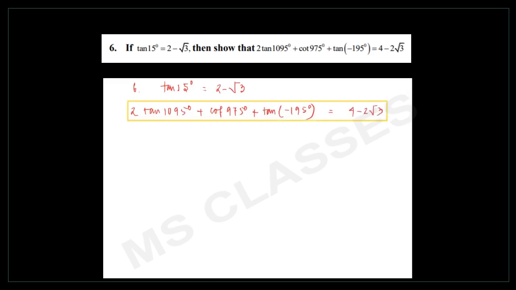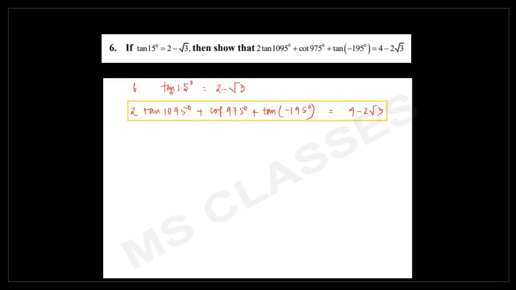It's given tan 15 degree equal to minus 15. And this is given, and we have to show basically that 2 tan 1095 degree plus cot 975 degree plus tan minus 195 degree equals 4 minus 2 degree. So this we have to show. Here this is given, we have to replace that. We have to express everything in terms of tan 15 degree.